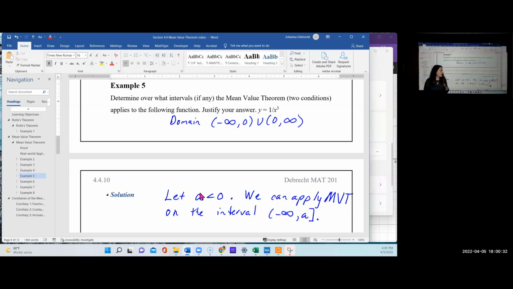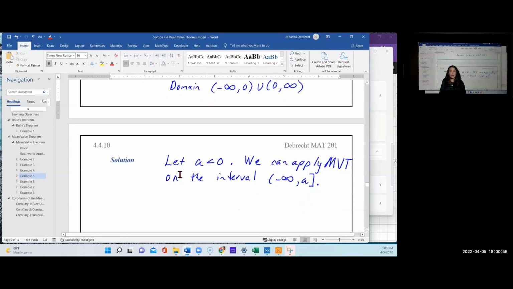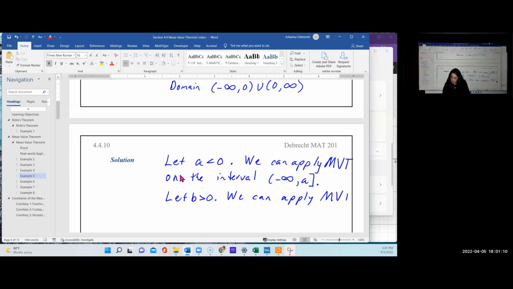Now, you may say, but hang on, that left end looks open. Well, it turns out that negative infinity and positive infinity are considered to be both open and closed. So even though we use the open symbol of the round parentheses, that's because negative infinity is not a number, but it is considered to be a closed interval still. Now we have another interval, which is on the right side. And again, we can't include 0. So we let b be equal to some value greater than 0. And then we can apply the mean value theorem again on the interval from b to infinity.